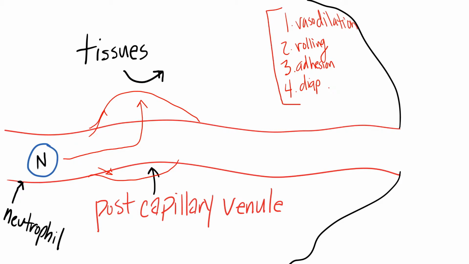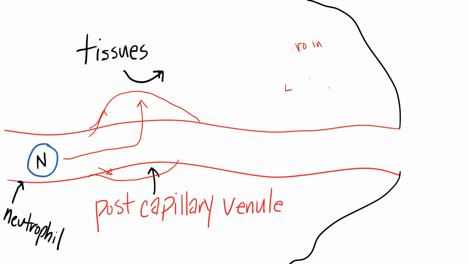So I want to share a tip with you. Let me clear up some space now that I've written a little bit. I want to share a cool way that I remember what happens in the process of margination. How do we keep track? Say this is a neutrophil and this is an endothelial cell. How do I figure out what specific molecules are on the neutrophil and what specific molecules are on the endothelial cell of those four things we named?